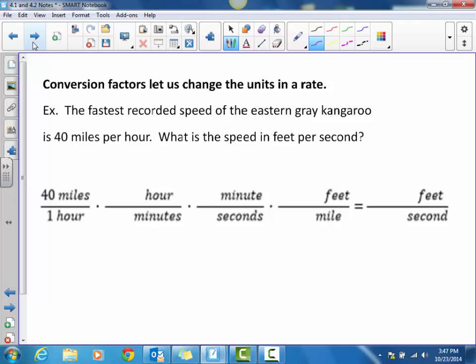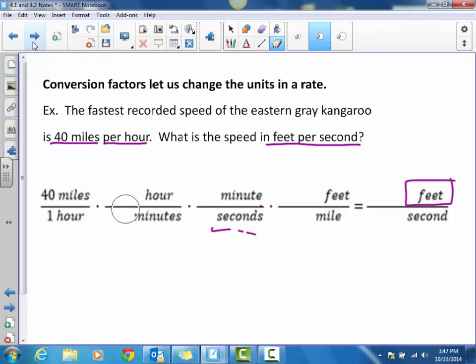Conversion factors let us change units in a rate. For example, the fastest recorded speed of the eastern gray kangaroo is 40 miles per hour. I want to change that speed to feet per second. So I need to change my miles to feet, and I need to change my hours to seconds. We do that by using conversion factors, or doing what's called unit analysis.